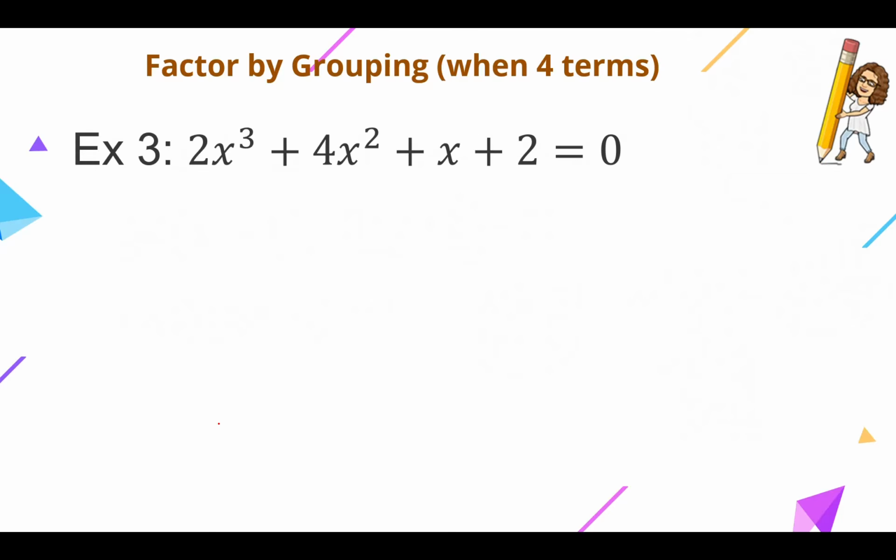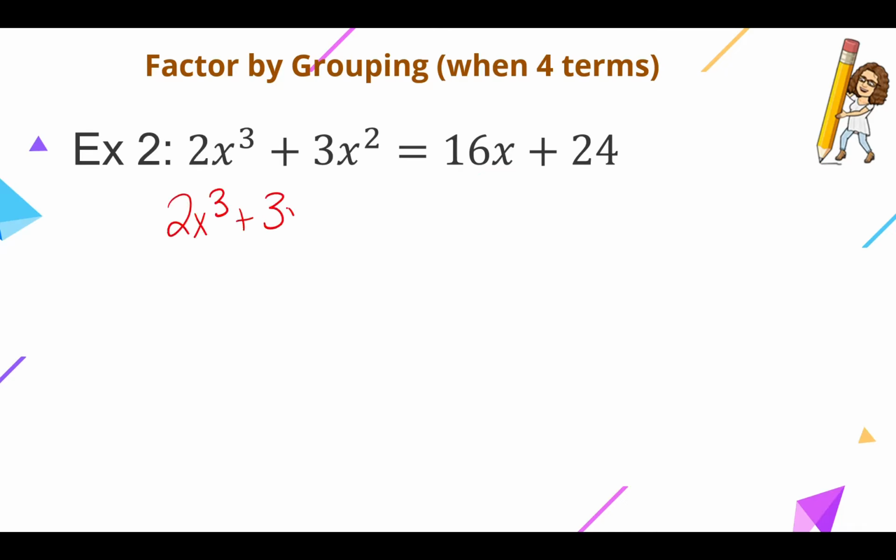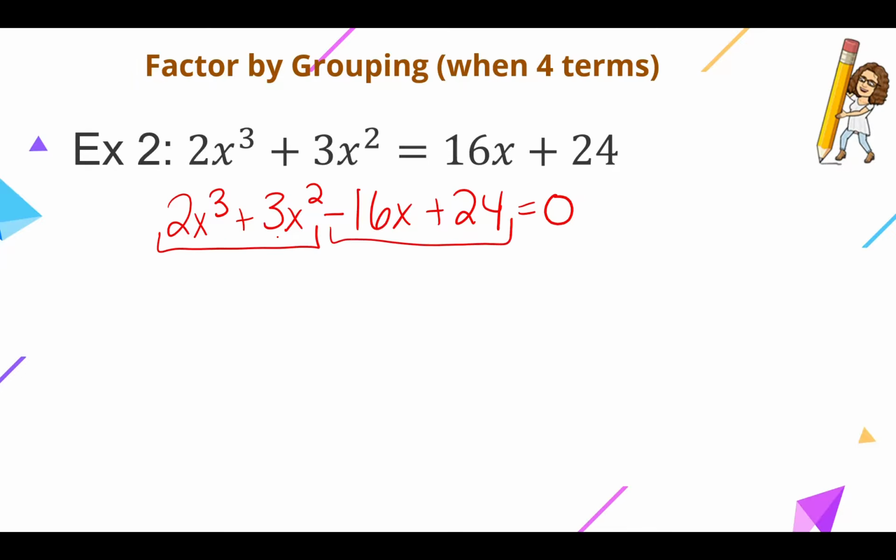So I need to be equal to 0 first. So I'm going to move everybody from the right to the left. So I'm going to get 2x cubed plus 3x squared minus 16x plus 24 equal to 0. Not everyone has a common factor, so we need to do grouping right away. These two in this group have an x squared available, 2x plus 3 left behind.